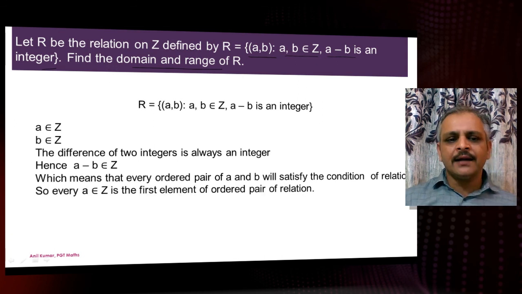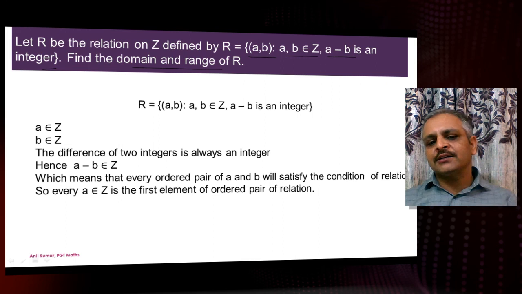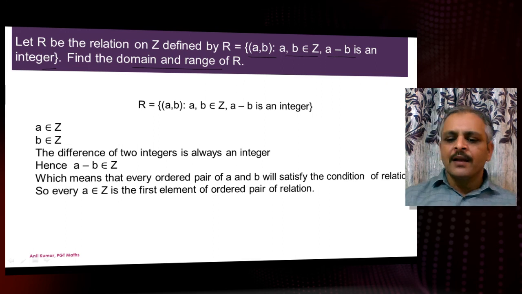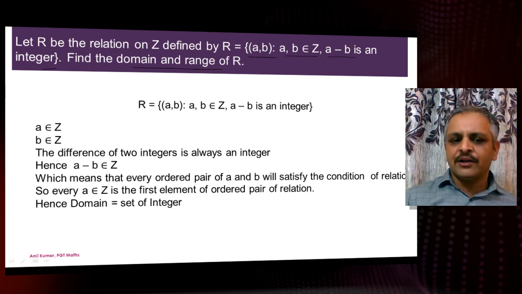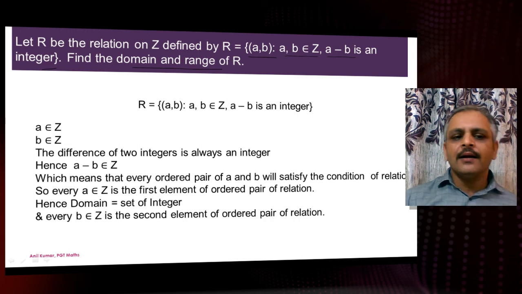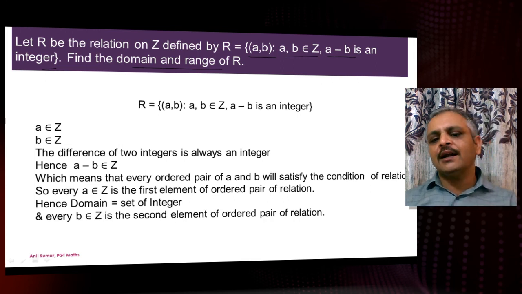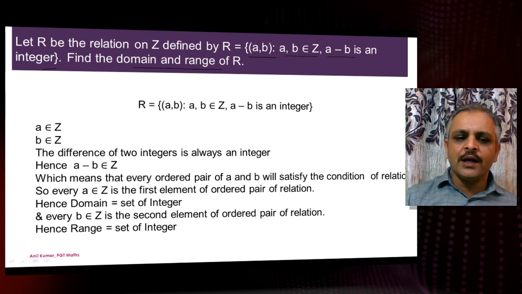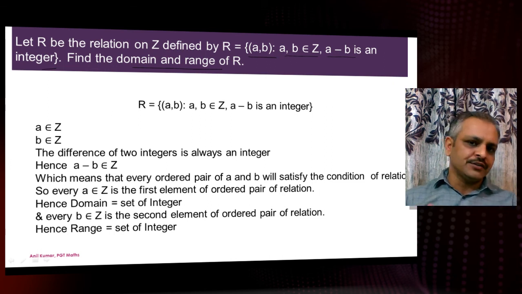So we can say that every a belonging to integers is the first element of an ordered pair. So the domain will become the set of integers, and every b belonging to integers is the second element of an ordered pair. So b also becomes the range, that is, the set of integers.